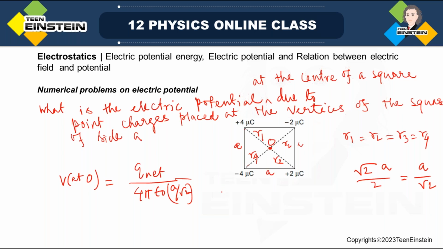So what is Q net? Q net is the sum of all the charges. See here 4, then minus 2, plus 2, minus 4, all in microcoulomb unit. So this is net charge 0. So what is the potential at the center? Potential is 0 at the center because net charge is 0. So that's why the electric potential at the center of the square will be 0 due to the point charges.